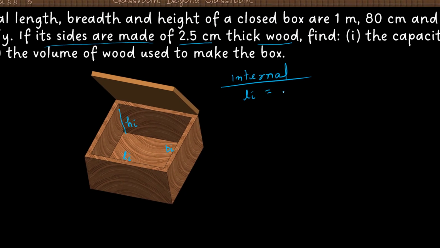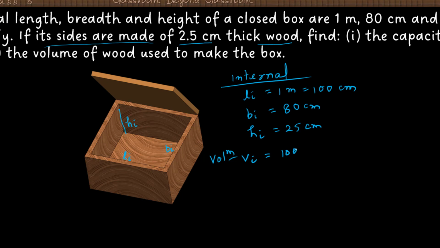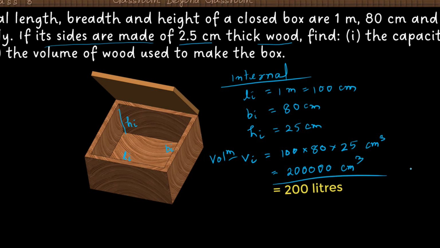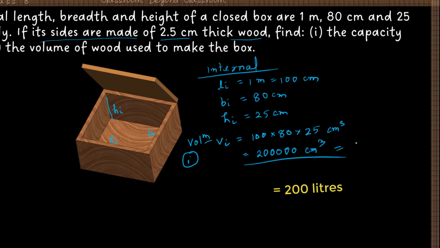Li is equal to 1 meter, this is equal to 100 centimeter, and internal breadth is equal to 80 centimeter, and internal height is equal to 25 centimeter. So volume Vi, that means the internal volume, is equal to 100 multiplied by 80 multiplied by 25 cm³, and this is equal to 2 lakh cm³. And this is actually number 1, and this is the capacity of the box.